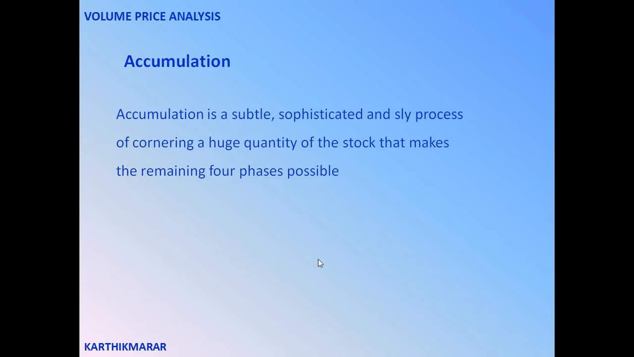So what is accumulation? Accumulation is a process through which the smart money acquires a large quantity of the stock at the lowest possible price. Accumulation is a subtle, sophisticated, and sly process of cornering a huge quantity of stock that makes the remaining three phases possible, of course. Accumulation normally takes place in congestion areas. Congestion areas are mostly sideways range-bound movements where the stock appears to have no interest to either move up or move down. The smart money ensures that the stock is contained below a certain upper limit, which is the supply area. At the same time, the smart money also supports the prices above a certain lower line, which is the support area or the demand zone, as we call it now. The stock moves within the supply area and the demand zone.